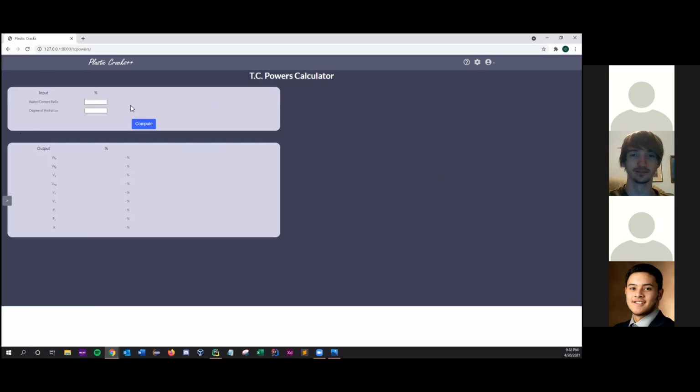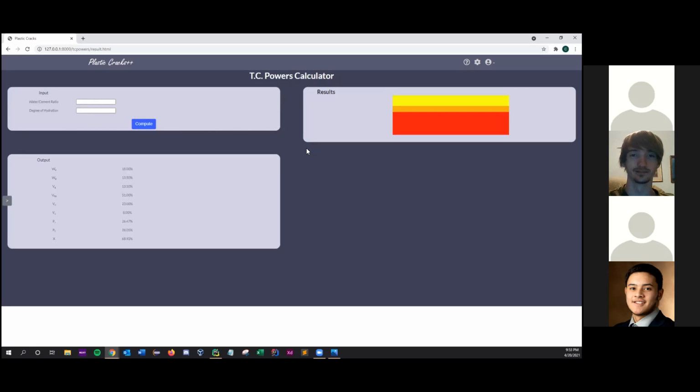For TC Powers, we have our input right there in the top left. If we enter 50% and 75% and select compute, we get our outputs on the left side there. You can see our volumes, our gel porosity, evaporable water, all that fun stuff. And we have the visual aid on the right there with some more tooltips. You can hover over and view all of them. It'll show you the percents. And then maybe you type in 43% and 100% and compute again, everything will adjust and it'll just keep showing you what you want.